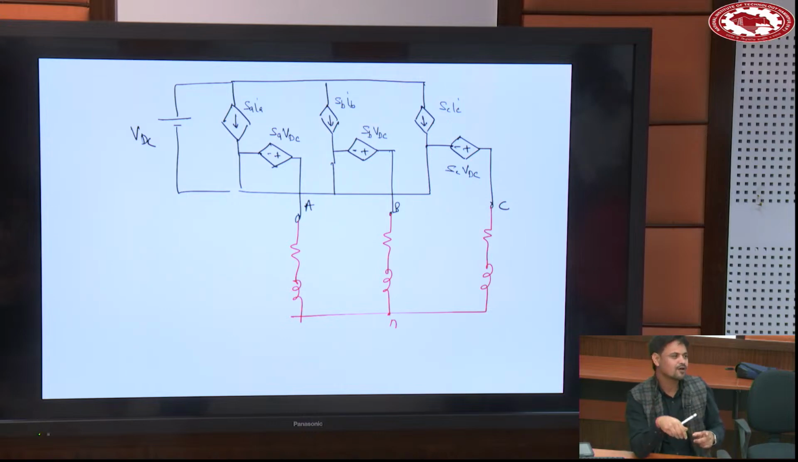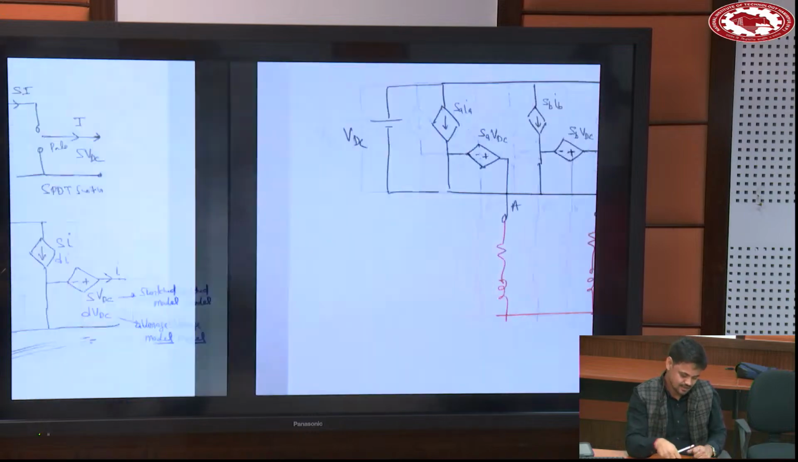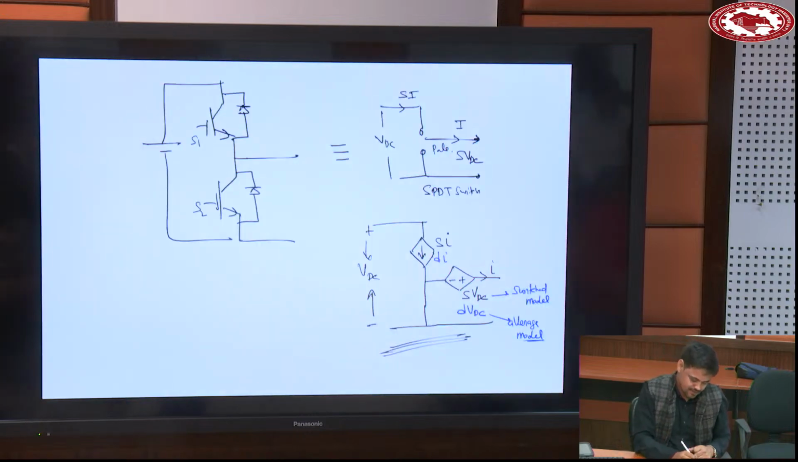How is it different from the model presented by Professor Karimi in the morning? There is only one difference. He has taken the midpoint as a reference. Here he has taken one more battery, and the value is VDC by 2, with the midpoint as a reference. I have taken a single battery and the reference is down. This is the only difference.